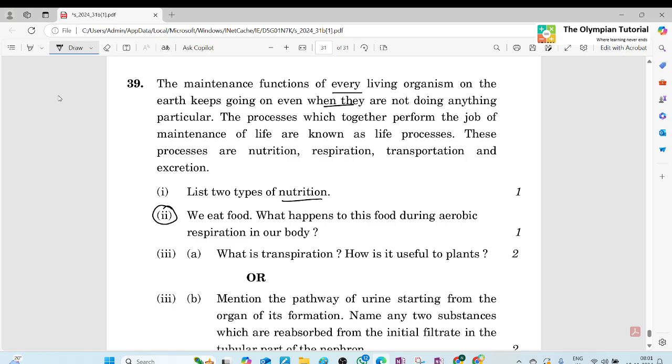So the correct answer is: the air oxygen we inhale is used for the breakdown of food, that is glucose, into carbon dioxide and water with the release of energy. And here you can give the reaction also, that the food reacts with oxygen giving carbon dioxide, water and energy. Okay, so question number 39 we prepared.